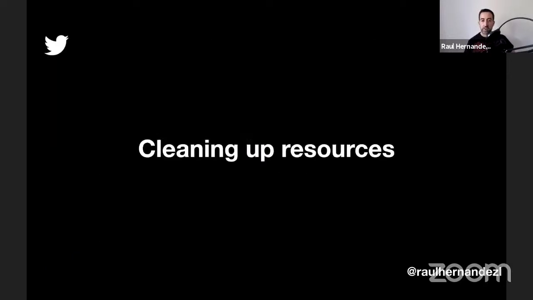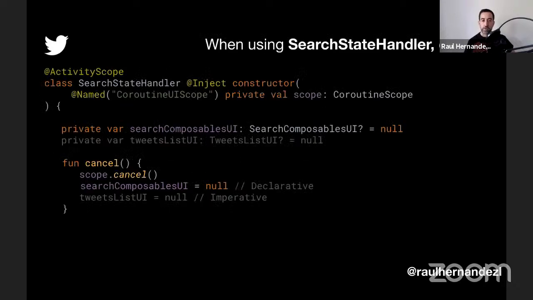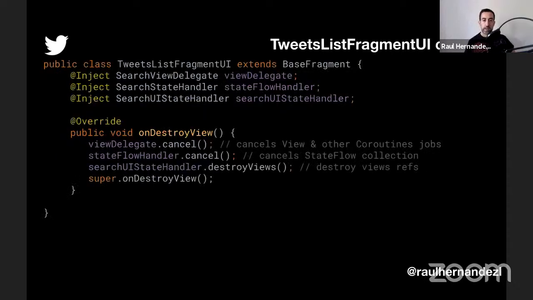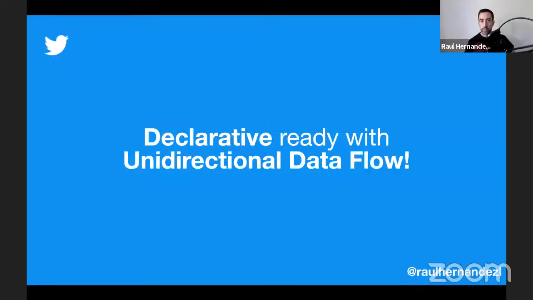Then to finish, just cleaning up resources. Making sure that if you have any reference to the view that you didn't nullify, you need to nullify it to avoid memory leaks. Same with the scopes. If this is manual like I did, then you need to cancel those scopes. Otherwise, you can rely on your lifecycle scope or whatever you use from Android or architecture components. And then destroying the views in every single element, of course, for the activity scope, invoking those methods. And with that, you have Declarative ready with Unidirectional Data Flow under the hood.